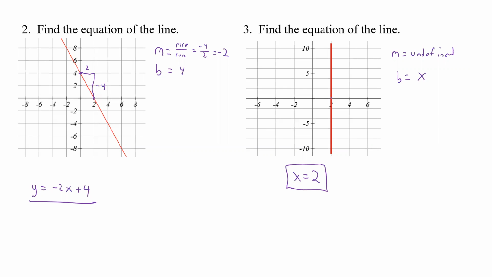Because if we plug in x is equal to 2, it doesn't matter. We get all the different y's. All the y's are there. And so that is our equation of the line here.